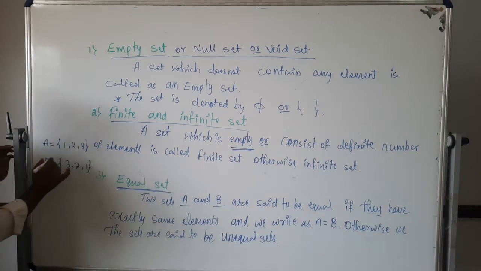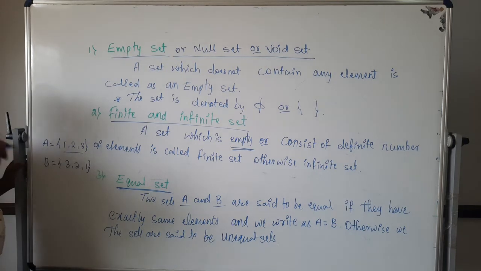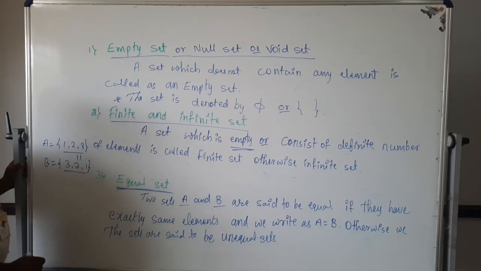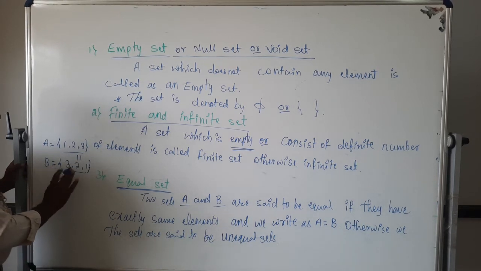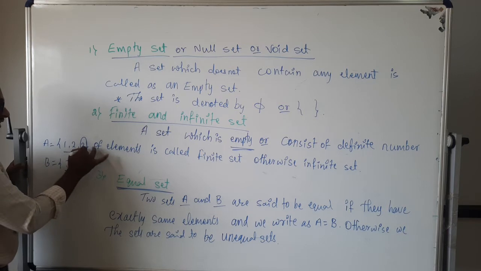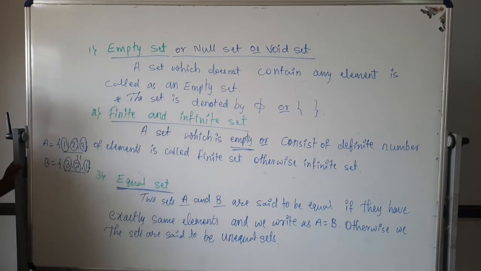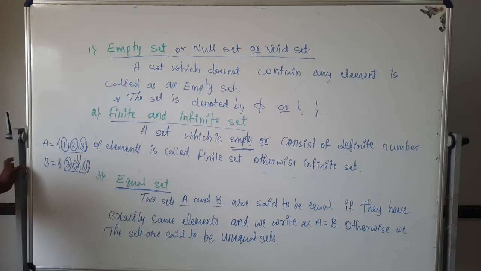Okay, here the elements are 1, 2 and 3, and B also contains 3, 2, 1. Both have the same elements, right? Here we are not counting the number of elements, only the same elements. Here 3 is there, here also 3 is there; here 2 is there, here also 2 is there; here 1 is there, inside B also 1 is there. So therefore it is called an equal set.